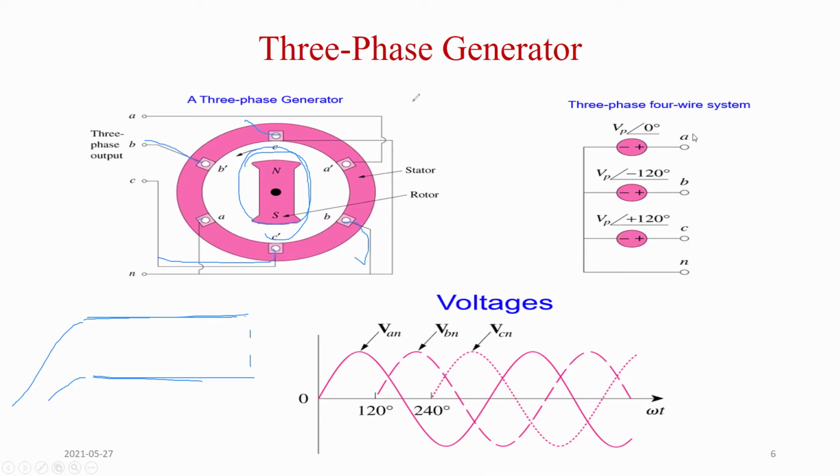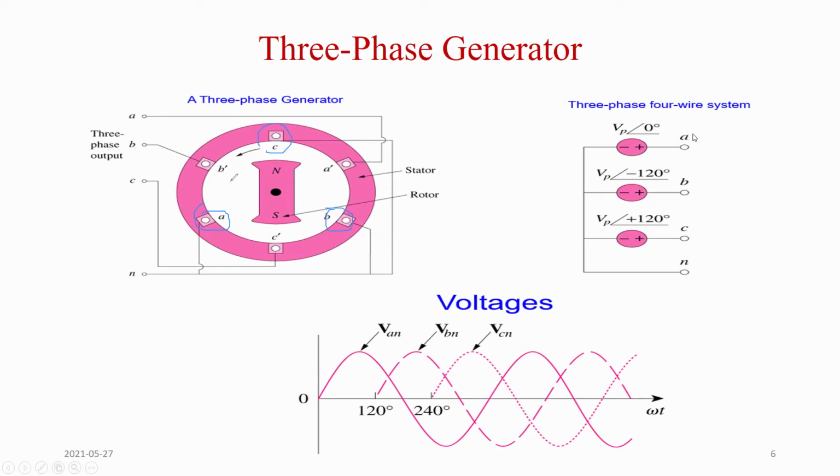Coil A. The difference between the coils, look at A, B, and C, is 120 degrees. So A first, then B, and C, the voltages, because the magnetic field will rotate. When the magnetic field is hitting this at its peak, it will take 120 degrees until it hits this at its peak. Then 120 degrees more and it will hit this at its peak, and it's like that.